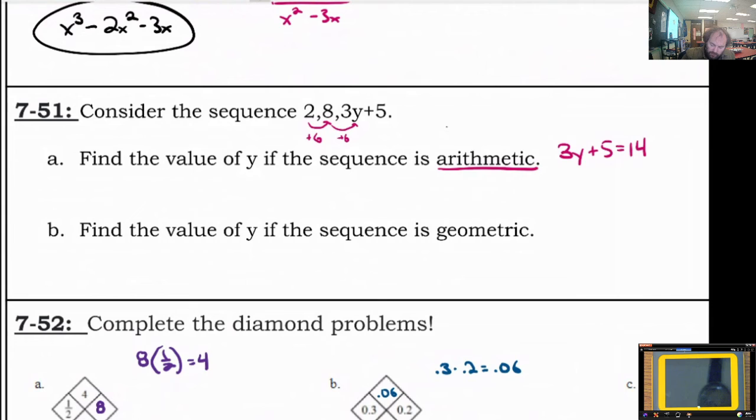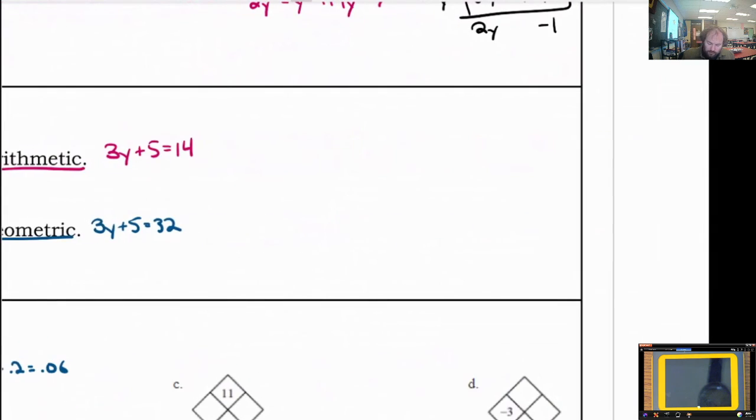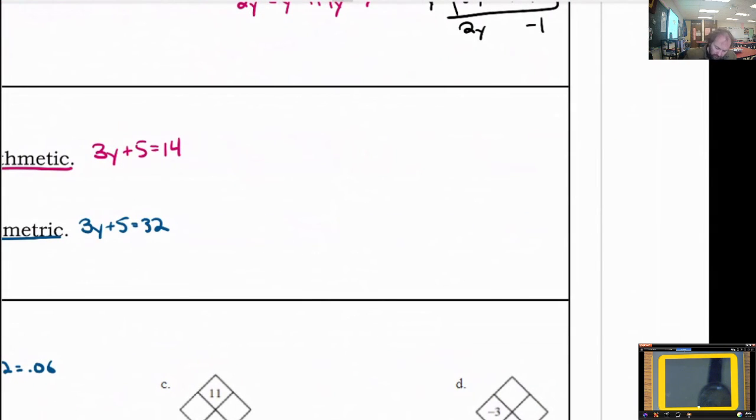Now instead, if we multiply, so I'm looking ahead at the next question, what if we do geometric? 2 times 4 is 8, and 8 times 4 is 32. So down here we got to solve 3y plus 5 equals 32. Okay. So we basically have two small algebra problems to solve here for these two different answers. It's all about what 3y plus 5 equals. In this case, 3y equals 9 and y equals 3. And in this case over here, if you subtract 5 from both sides, you get 3y equals 27 and y is 9. There you go.